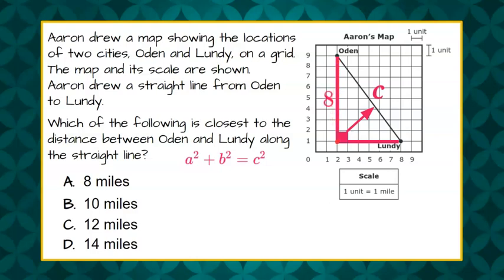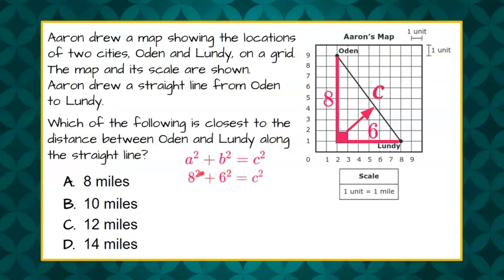gives us 8. We're going 1, 2, 3, 4, 5, 6, 7, 8. And then from the right angle to Lundy is going to be a length of 6. 1, 2, 3, 4, 5, 6. So our legs in our Pythagorean theorem are identified as the two sides of the right triangle that form the right angle. So our A and B values are 8 and 6.